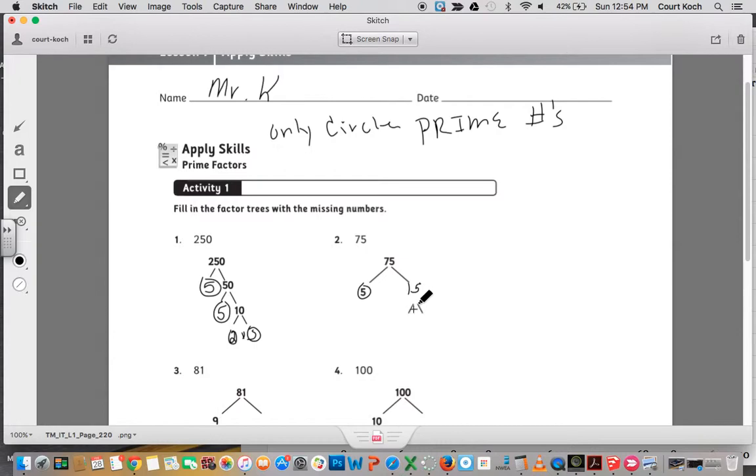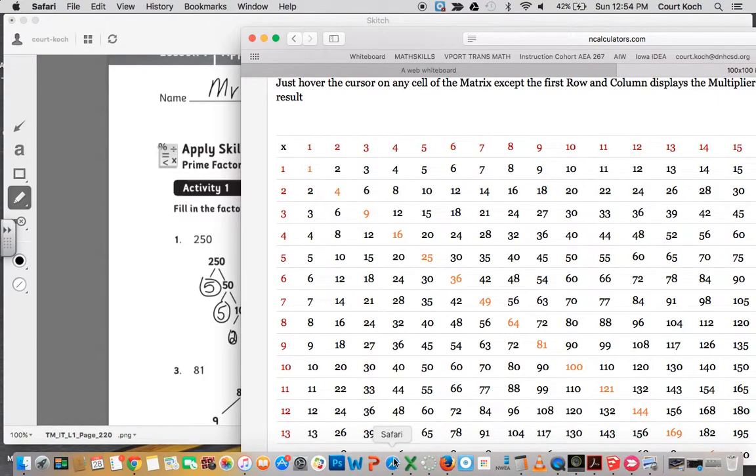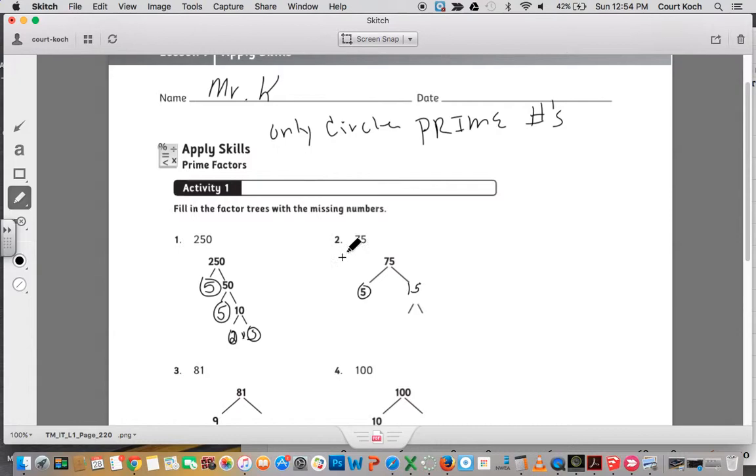15's composite. I can break it down. What are 2 numbers that I can get to 15? Well, 2 doesn't work. 3's another prime number, so let's try 3. 3 times 5 is 15. So I'm going to use 3 and 5. Looking at my chart in the room, I know that 3 is prime and 5 is still prime. So I have the prime factorization of 5, 3, and 5. This is how you find prime factor trees.